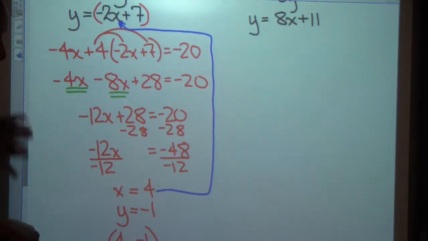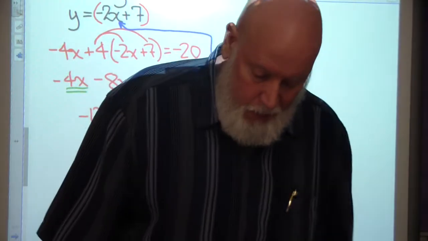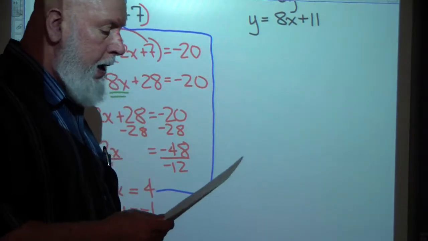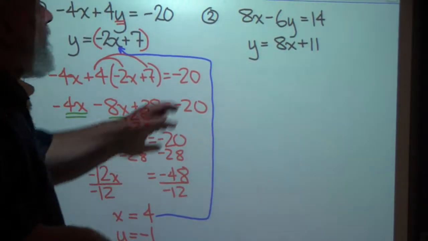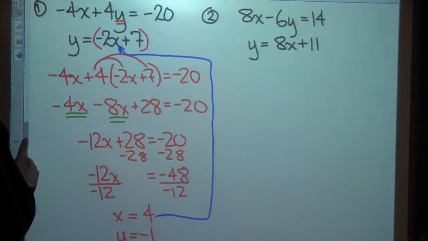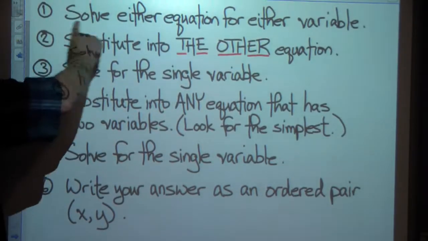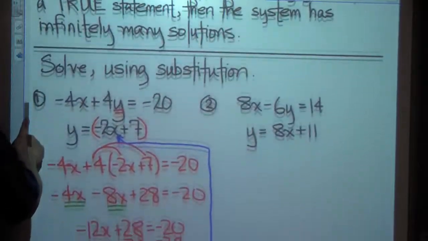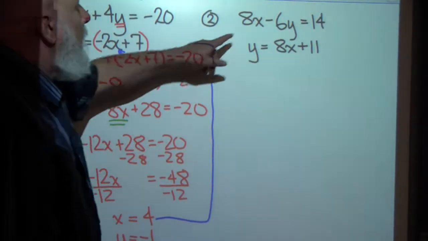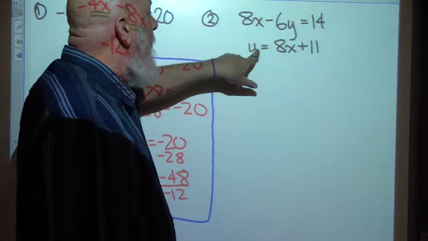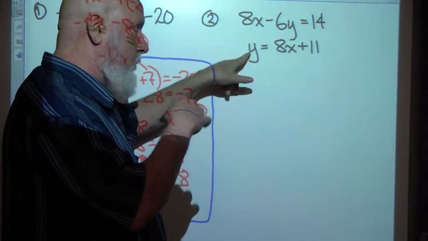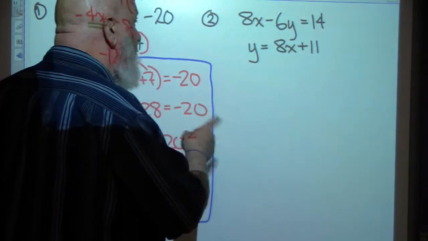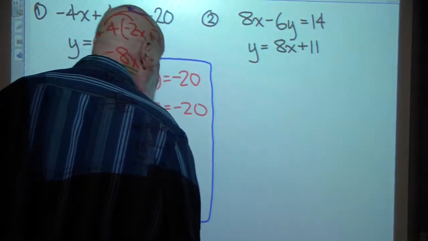Alrighty. So now I want to check and see if I got it right. Where's my answers? 4, negative 1. Yay. Okay, so I just followed those steps. I'm going to do another one. Here I go, I look at this. Step 1 says solve either equation for either variable. And I look up here and see I'm looking for the easiest one. I could solve this for x or solve this for y, or this one's solved for y again already. So I don't have to do step 1. Step 1's already done.